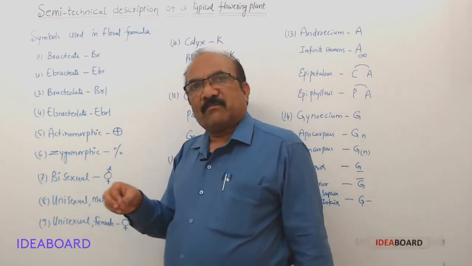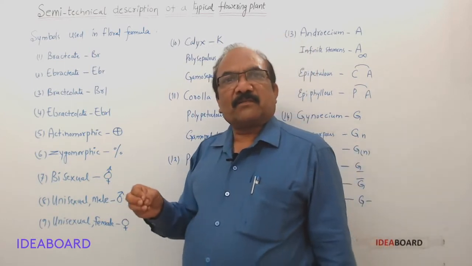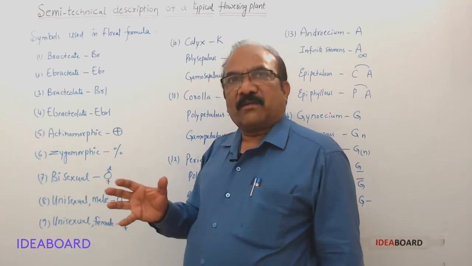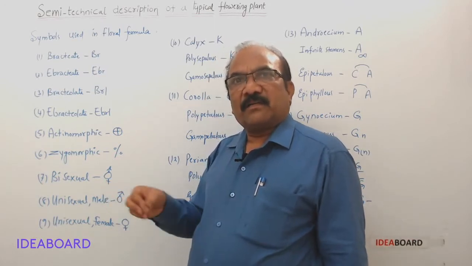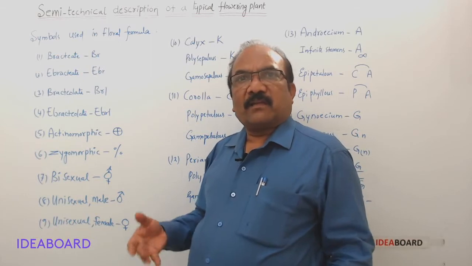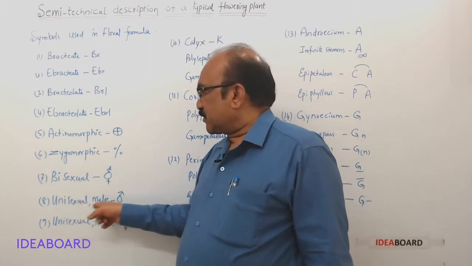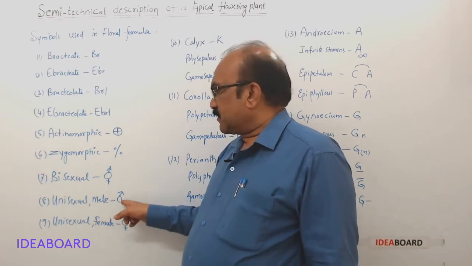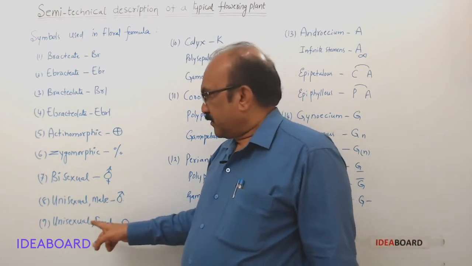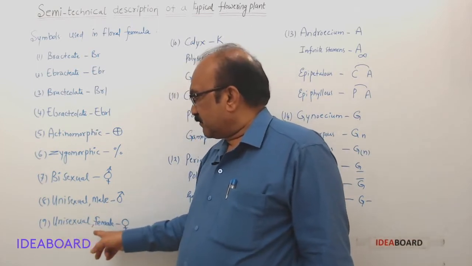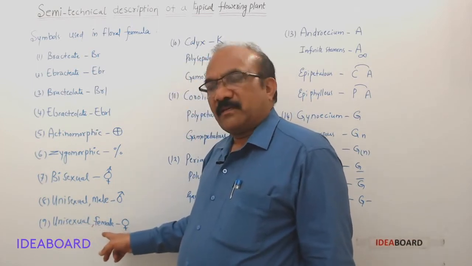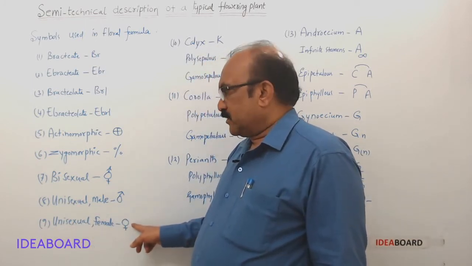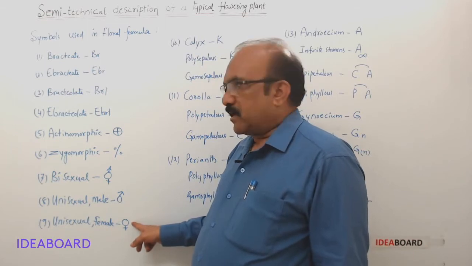When the flower has both androecium and gynoecium, it is called a bisexual flower, and the symbol for bisexual is this. And when the flower has either androecium or gynoecium, then it is a unisexual flower. If it has androecium, it is unisexual male, and this is the symbol. Remember, male flowers are also called staminate flowers. And when the flower has only the female sex organ, that is gynoecium, it is called a unisexual female flower, and the symbol is this. It is also called a pistillate flower.